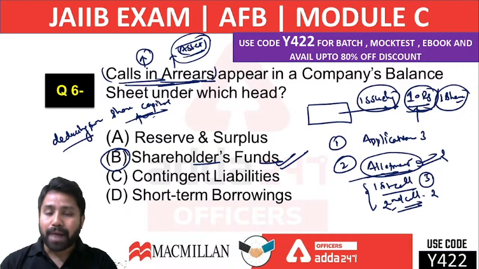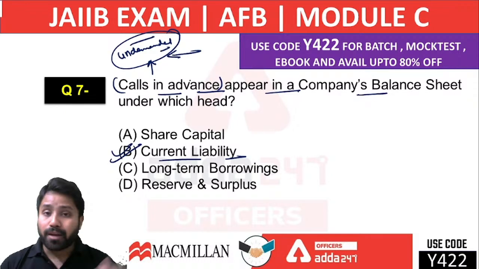Suppose the company demanded, but shareholders have not paid. And in the case of calls in advance, shareholders already provided the fund before it was demanded. So that is a kind of liability, because it is not in the due period. That's why it is shown under current liabilities. So calls in advance appear in a company's balance sheet under current liabilities.